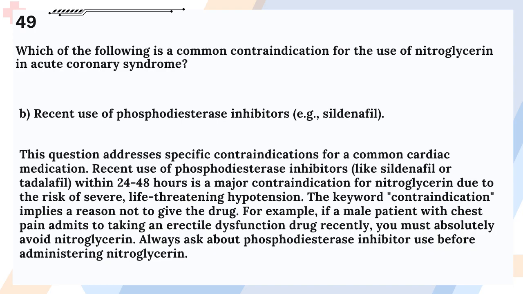Answer: B. Recent use of phosphodiesterase inhibitors, e.g., sildenafil. This question addresses specific contraindications for a common cardiac medication. Recent use of phosphodiesterase inhibitors, like sildenafil or tadalafil, within 24 to 48 hours is a major contraindication for nitroglycerin due to the risk of severe, life-threatening hypotension.